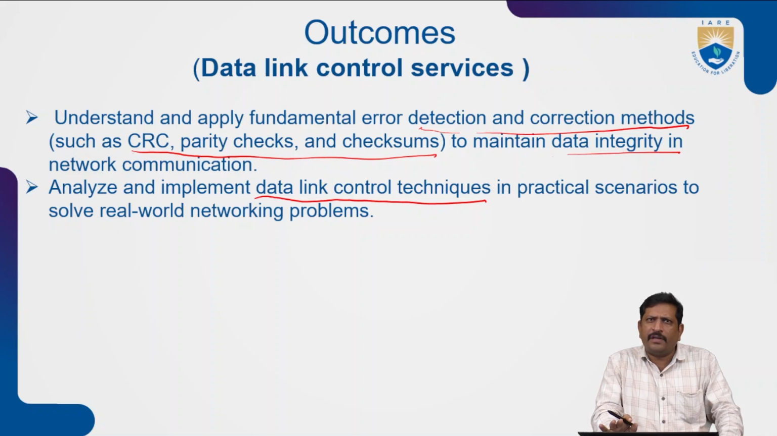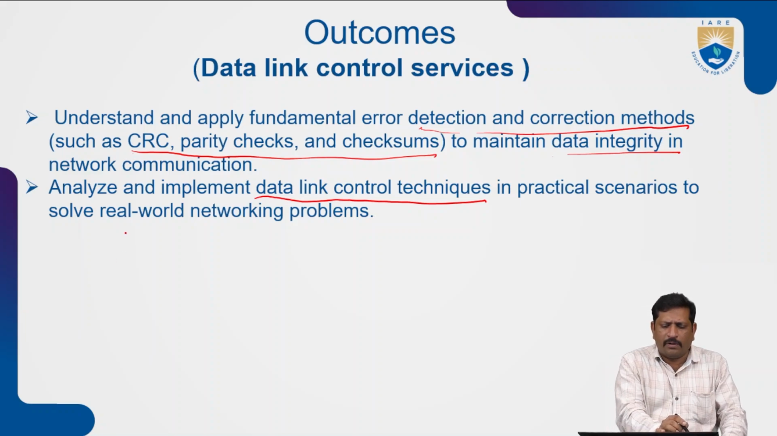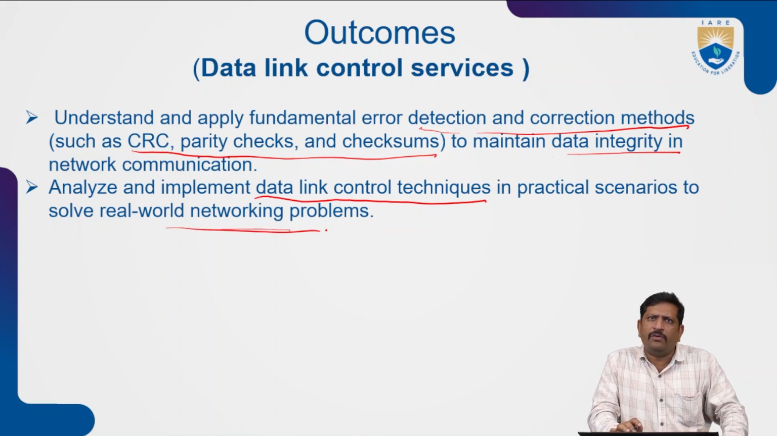In a practical scenario, this helps in solving real world networking problems. With the help of these data link control services, real world networking problems can now be solved. So these are the outcomes of the data link control services.